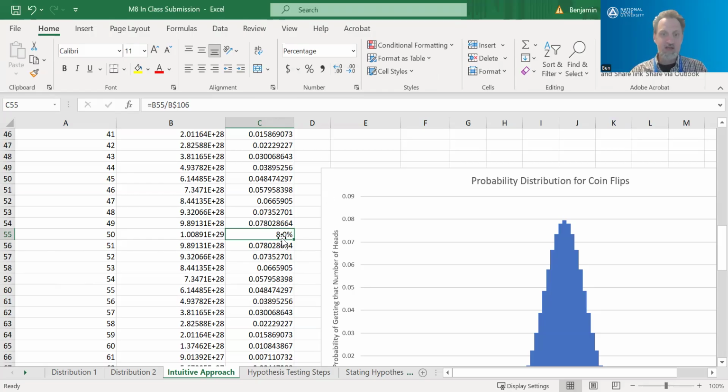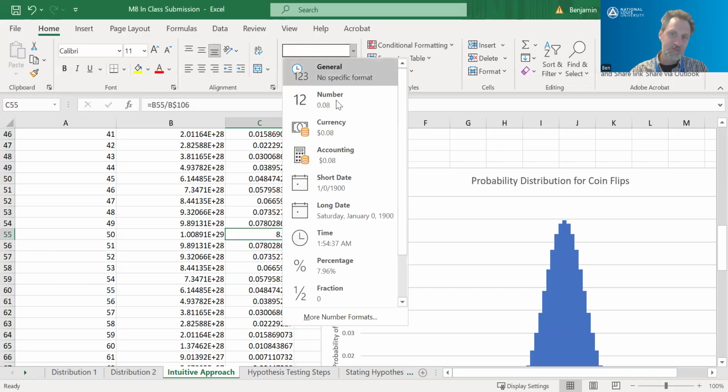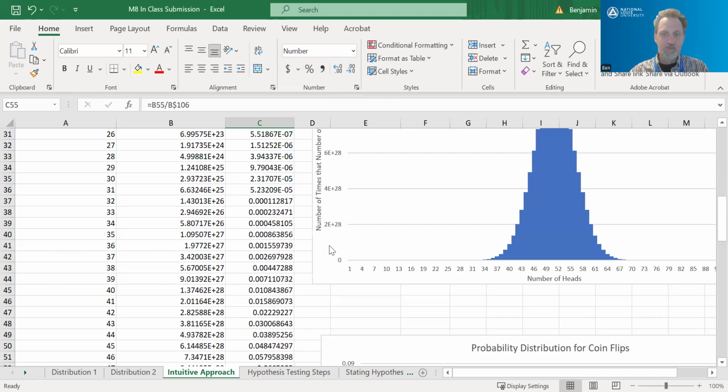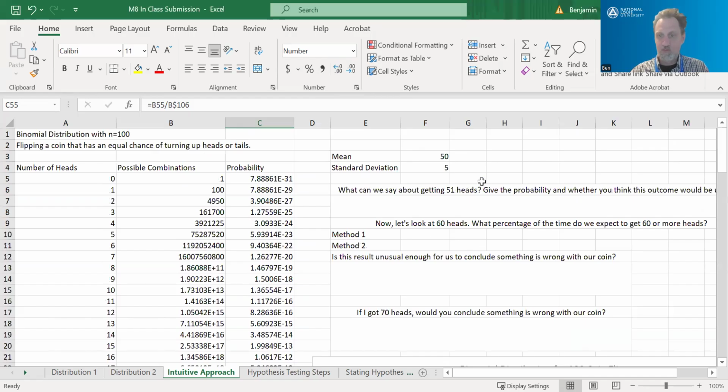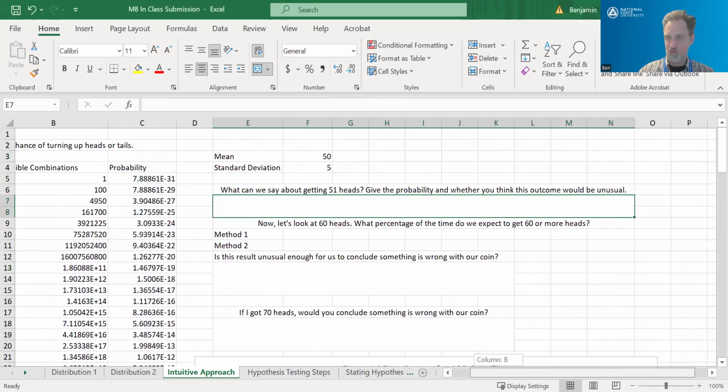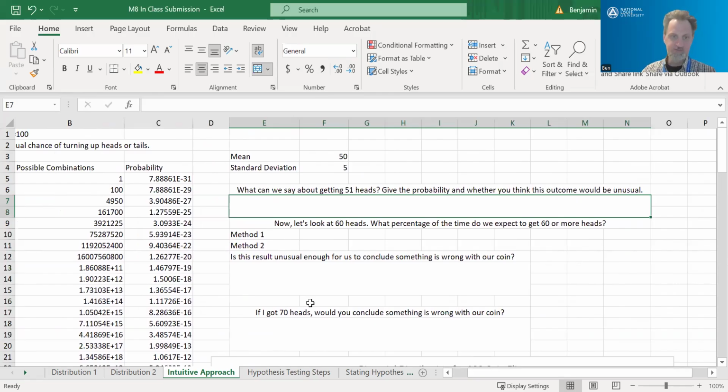So one of the things that we want to explore in this intuitive sheet is what happens if we get, let me bring back all my decimals here, what happens if we get 51 heads? Is that a weird outcome? Would we be surprised? Would we start thinking, oh my God, there's something wrong with my coin? So that's the first question that I would want you to answer.